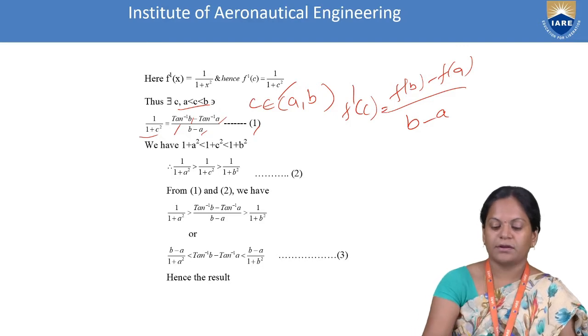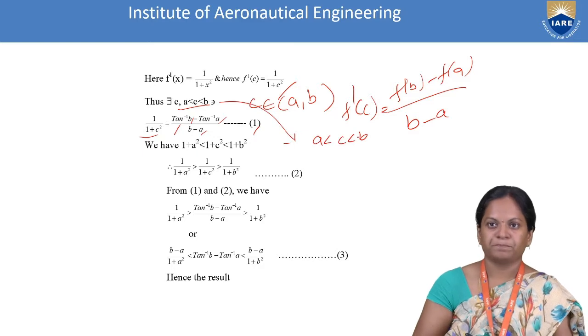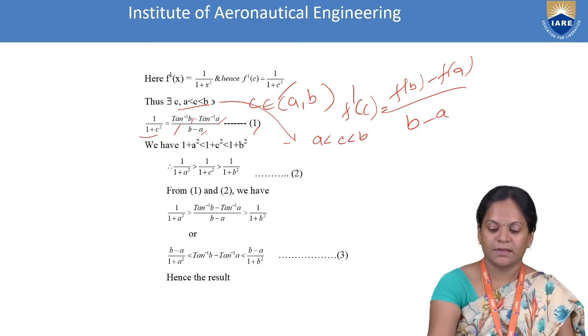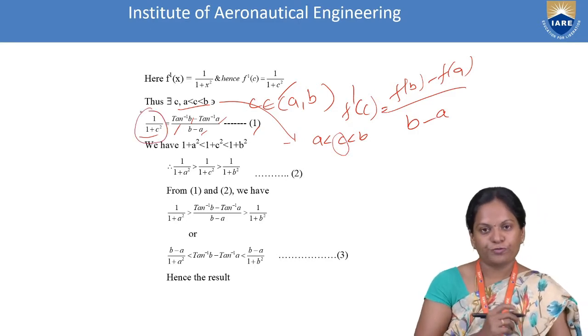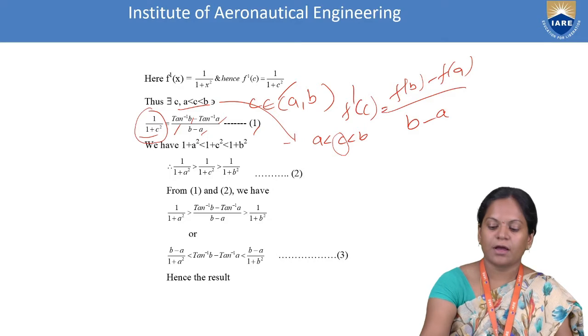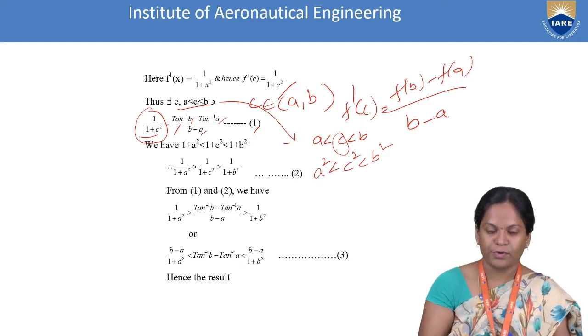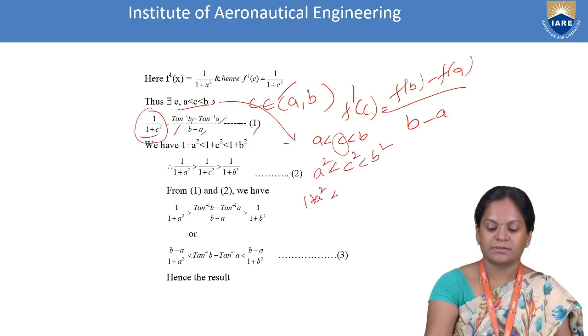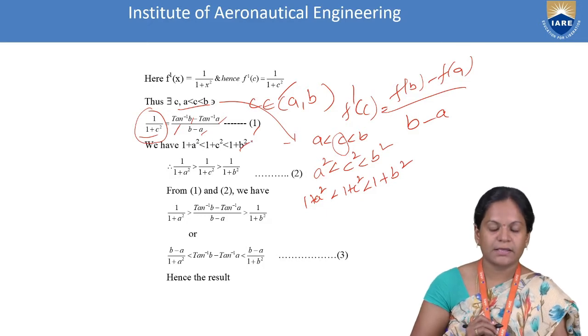So take the condition. Which condition is here? a < c < b. Here our target is to make this c into the 1/(1 + c²) form. So for that, first take the square. I am squaring both sides: a² < c² < b². Next, add 1 to both sides: 1 + a² < 1 + c² < 1 + b². This is the step.